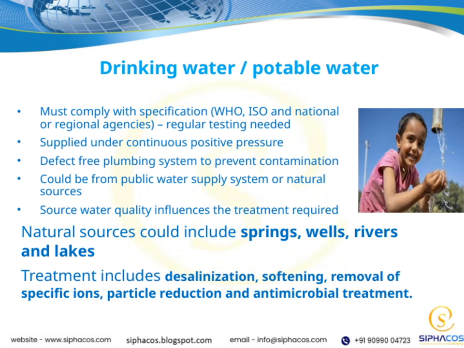Another key point is that the plumbing system itself must be defect-free. Any leaks or cracks could introduce contaminants, so maintaining a clean, intact system is critical. Sources of water can come from public water supplies or natural sources directly. But remember, the quality of the source water significantly influences what kind of treatment we'll need to make it safe. The better the source quality, the easier and more cost-effective the treatment process tends to be. Overall, understanding these aspects helps us ensure that the water we provide is safe, clean, and reliable for everyone.